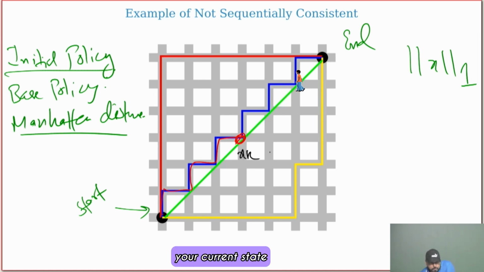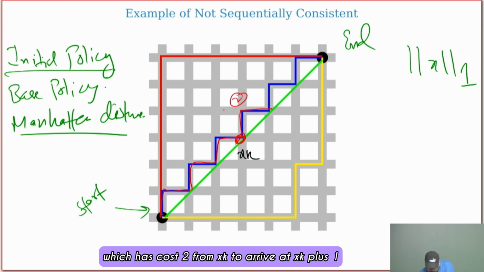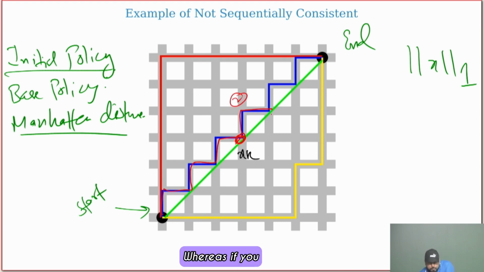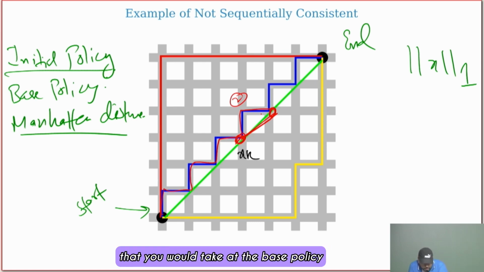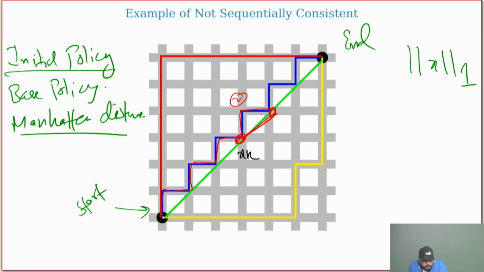So this is xk, your current state, and according to the base policy you will take this route, which has cost 2 from xk to arrive at xk plus 1. Whereas if you change your base policy at k, then your cost estimates are different now. So this became your base policy. Going diagonally at state k, the control that you took is different from the controls you would take under the base policy. And you did this when you arrived at xk.